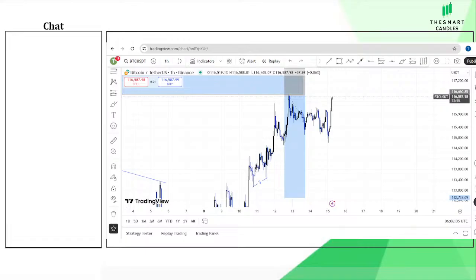So this week, as we usually do, what we'll do here is look at the chart, break down the chart, and look at the weekly bias and possible trade setups.